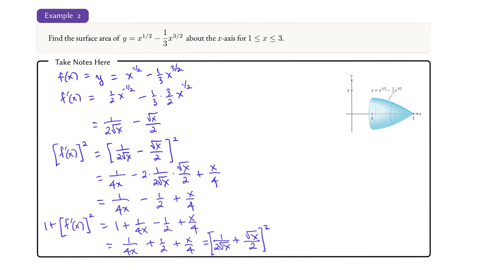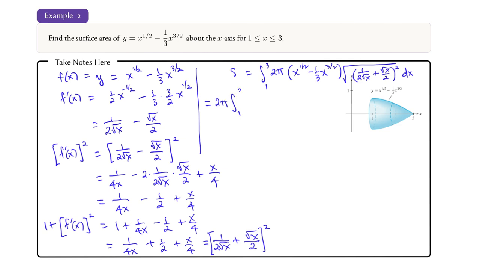Using the formula for the area of the surface of revolution, S equals the integral from a to b, where a is 1, b is 3, of 2 pi times the radius of revolution, which is the height of the function, x to the 1/2 minus 1/3 x to the 3/2. And the differential arc length is the square root of 1 plus f prime of x squared, which we found is 1/2 root x plus root x over 2. The square root and the square canceled out.